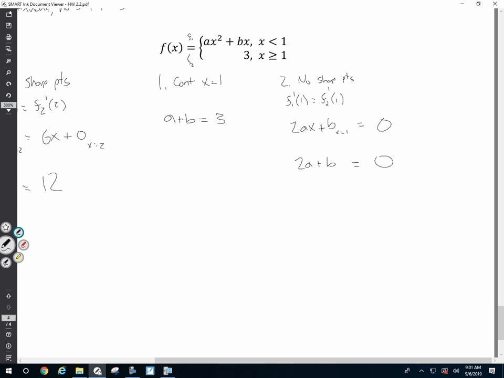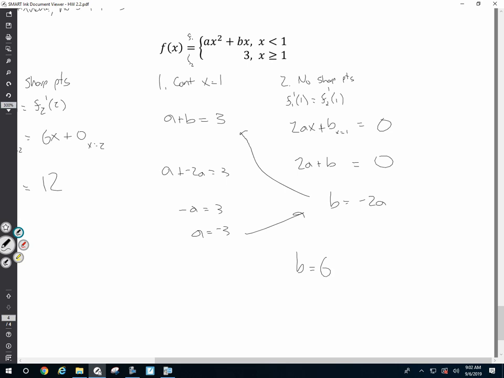I got two equations, two unknowns. Let's use our friend substitution. b is equal to negative 2a. Solve this for b. Substitute it in. a plus negative 2a equals 3. So negative a equals 3. a equals negative 3. b will equal 6.